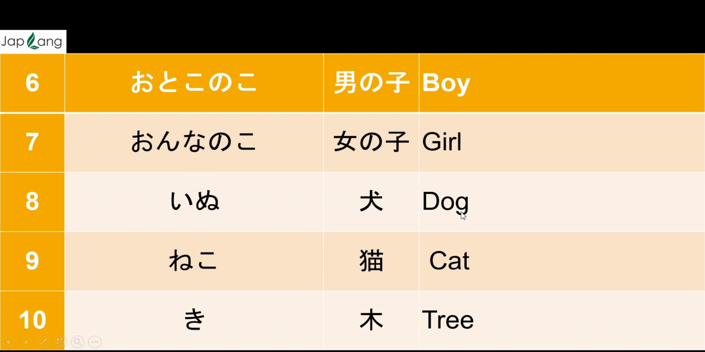Inu is dog. Neko is cat. Ki is tree. Inu, we can make a sentence. Asoko ni inu ga imasu. With neko, watashi no neko wa shiroi desu. My cat is white in color. Ki, kochira wa ki ga takusan arimasu. There are lots of trees on this side.